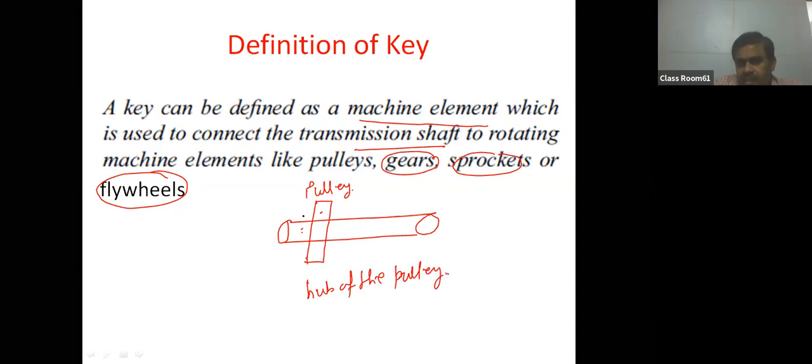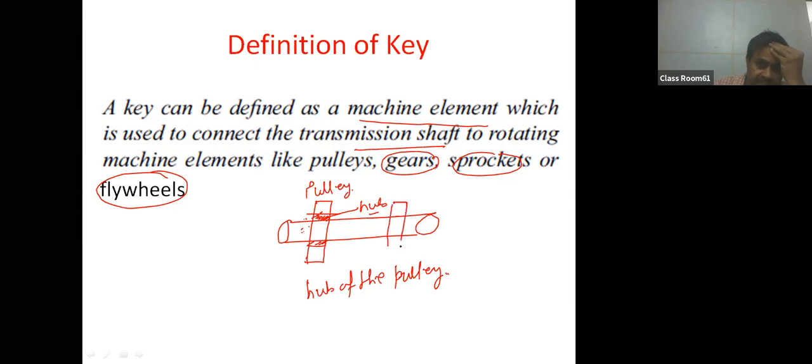Yeah, you can say this is the hub of the pulley. The hub is the outer part on the shaft. So when we fit the key between the shaft and the hub, we cut the keyway. So the key is used between the shaft and the hub of the pulley.